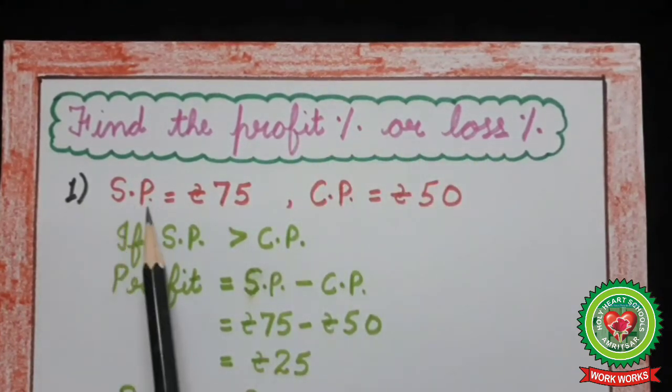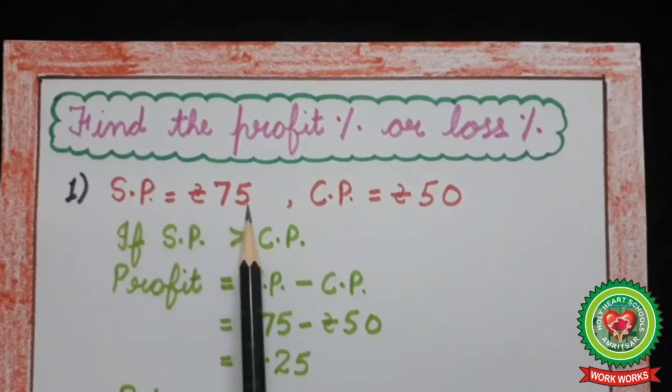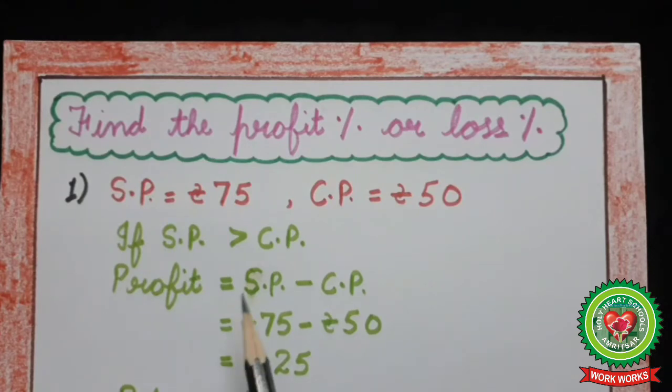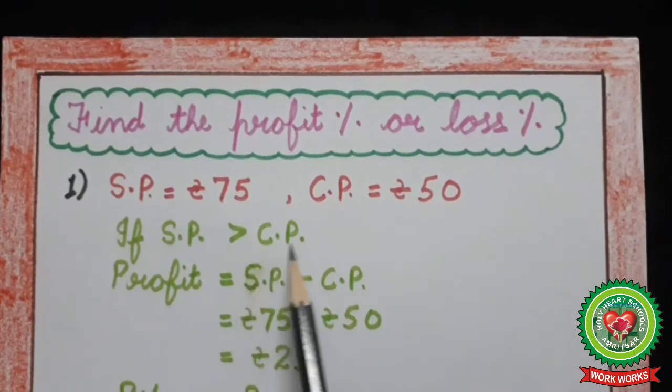First example is, SP is equal to rupees 75, CP is equal to rupees 50. We need to find profit percent or loss percent. We know in order to find profit percent or loss percent, we need profit or loss. So firstly we will find profit or loss, then we will apply the formula of profit percent and loss percent. We will solve profit or loss with the similar steps as we have done in the previous examples.